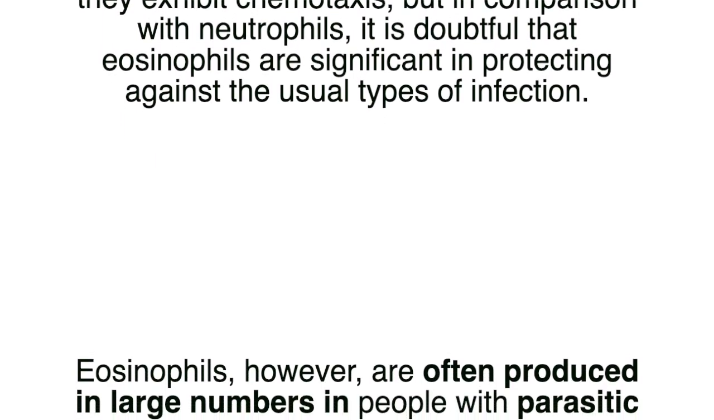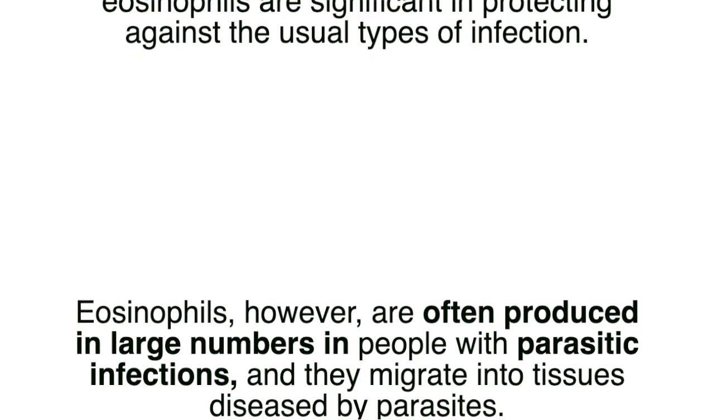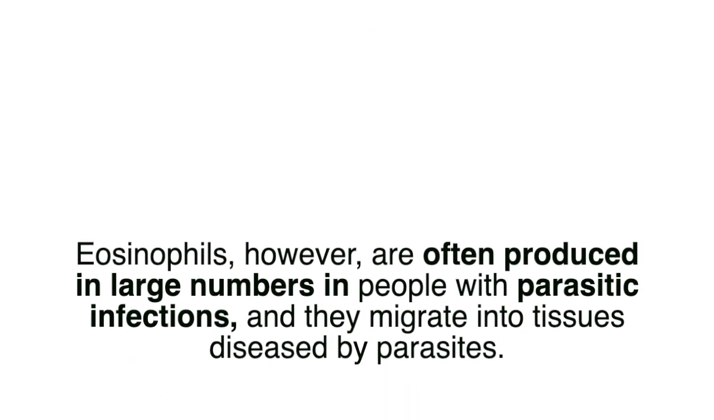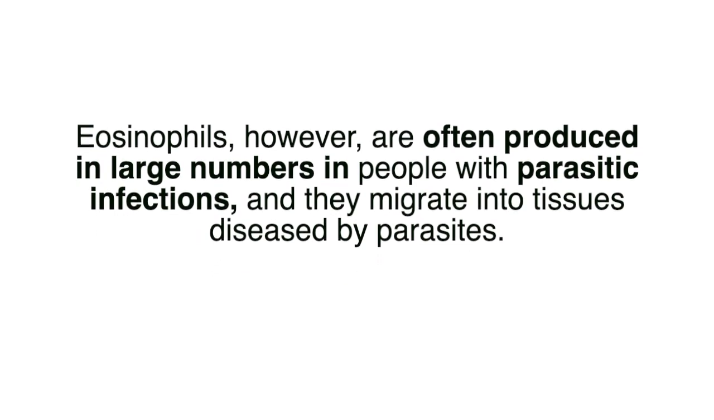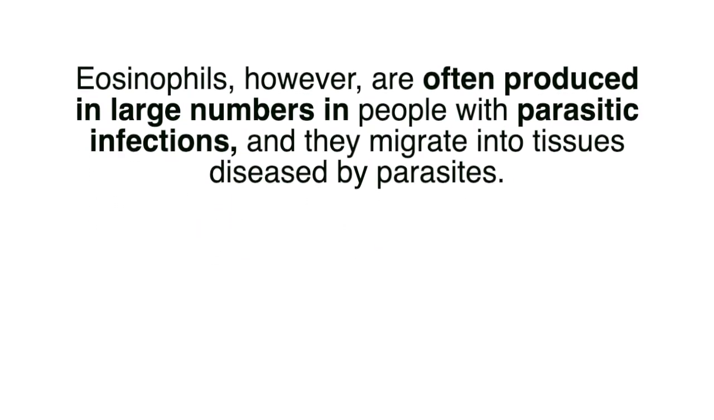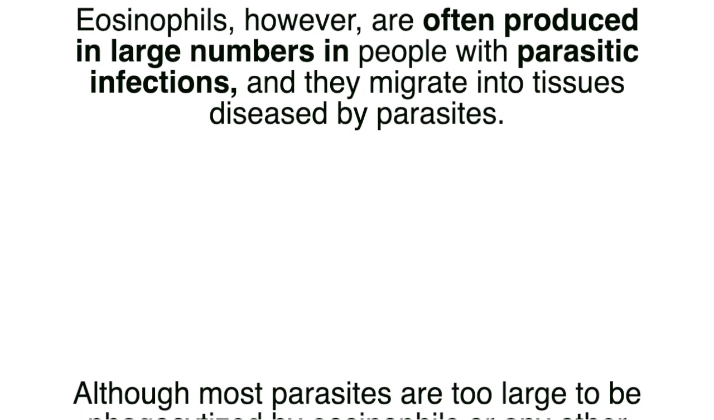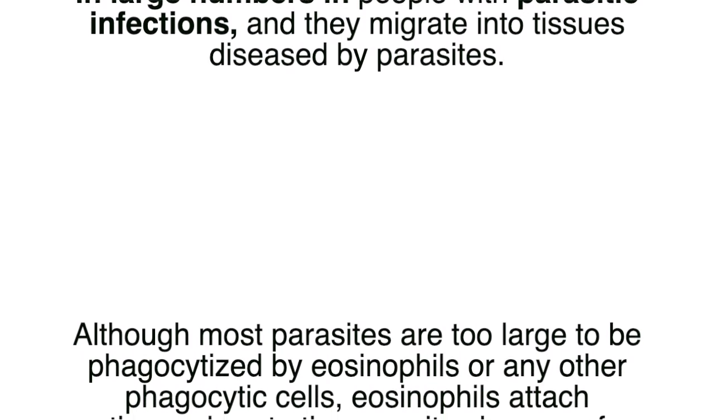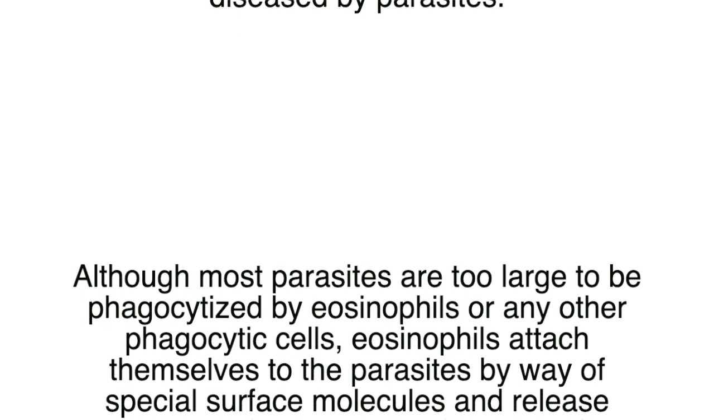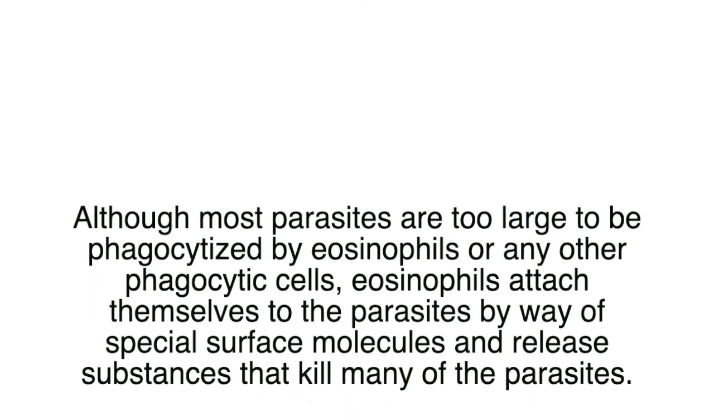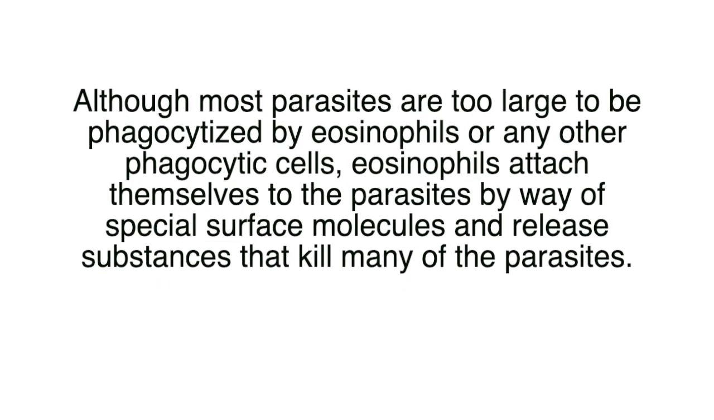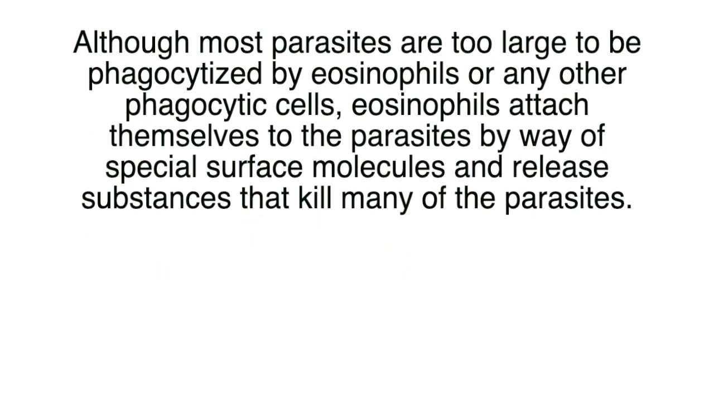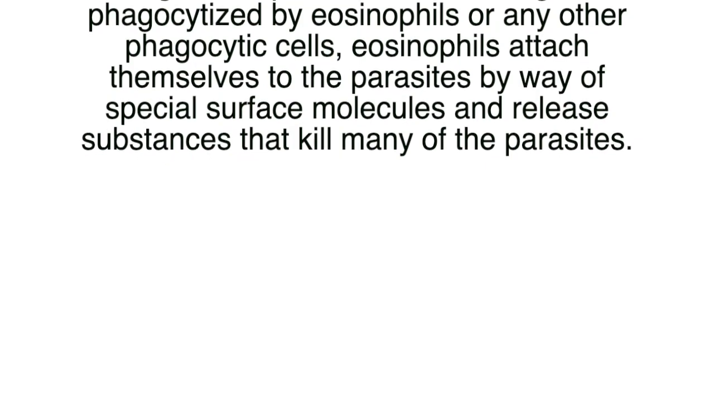Eosinophils, however, are often produced in large numbers in people with parasitic infections, and they migrate into tissues diseased by parasites. Although most parasites are too large to be phagocytized by eosinophils or any other phagocytic cells, eosinophils attach themselves to the parasites by way of special surface molecules and release substances that kill many of the parasites.